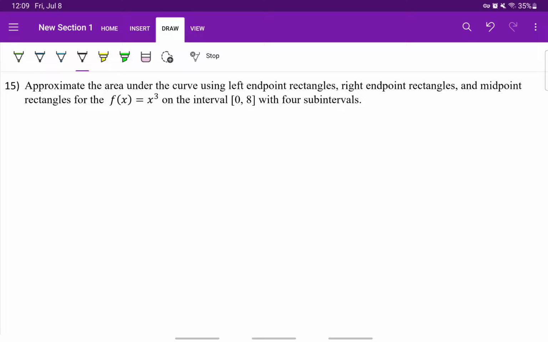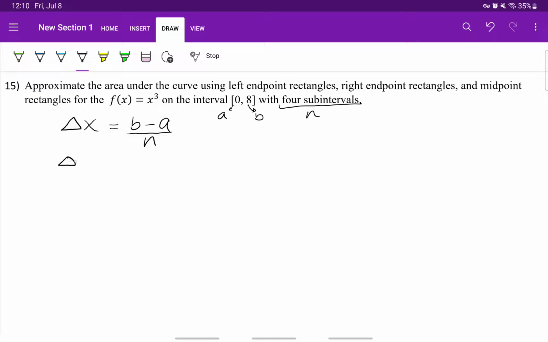The first thing that we need to find when we're doing a question like this is delta x, the change of x. And delta x in this case is equal to b minus a over n, such that a and b are the interval on which x goes from, and n is the number of subintervals. So my a is 0, my b is 8, and n is going to be 4.